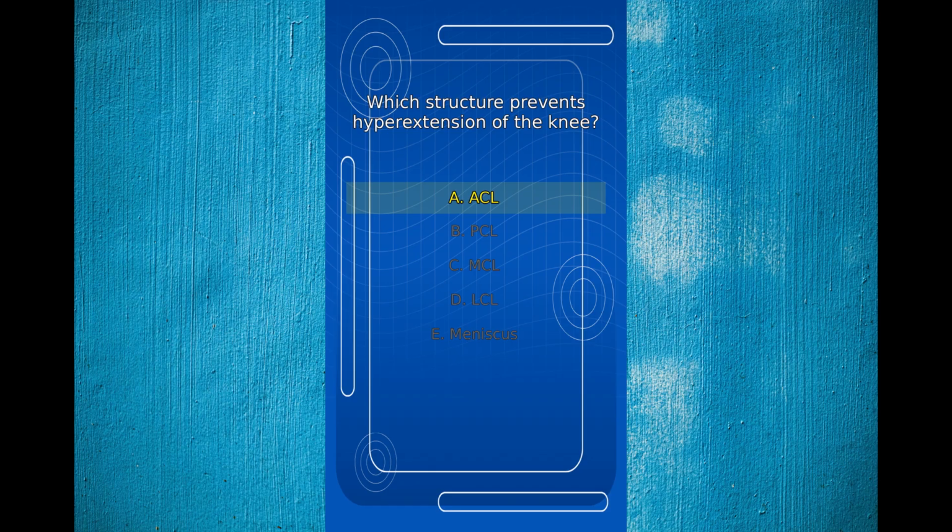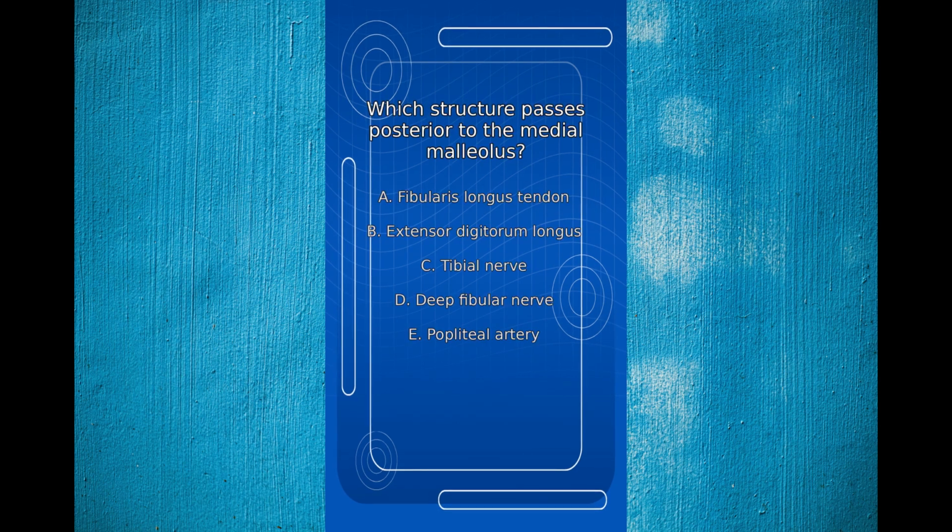The correct answer is A. ACL. The anterior cruciate ligament, ACL, prevents anterior displacement and hyperextension of the tibia. Which structure passes posterior to the medial malleolus?